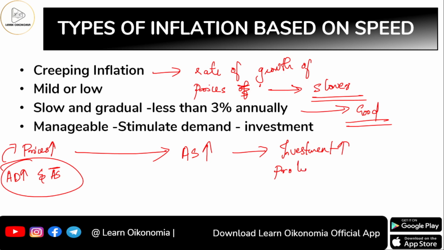Production or output, what will happen to this? This will increase. What will happen to employment? Employment will increase. So more resources will be made use of. More investment will happen. What will be the impact? Altogether, growth of the economy will happen. So that is why we could find that creeping or mild or low inflation is something that is good for the economy. It will be stimulating demand, production, investment, employment, and growth, and whatnot.